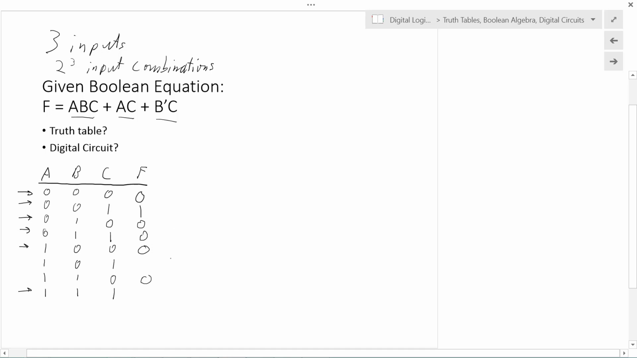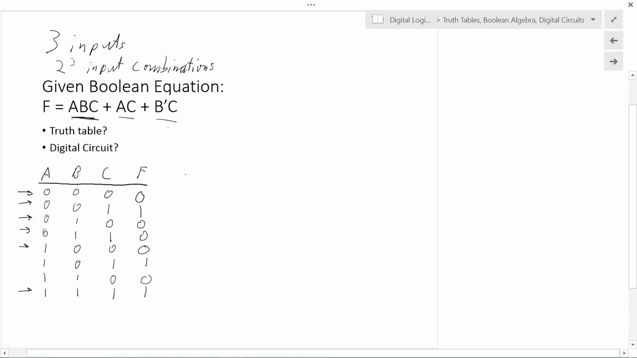Let's look at A equals 1, B equals 0, C equals 1. So we have B prime C here. B is 0, inverted is 1, ANDed with C equal to 1, so you have 1, ORed with 0, ORed with 1. So you have 1 for 1, 0, 1. Finally, we have A equals 1, B equals 1, C equals 1 for this first term. So we have a 1 for A, B, C equal to 1, 1, 1 respectively. And this gives us our truth table.